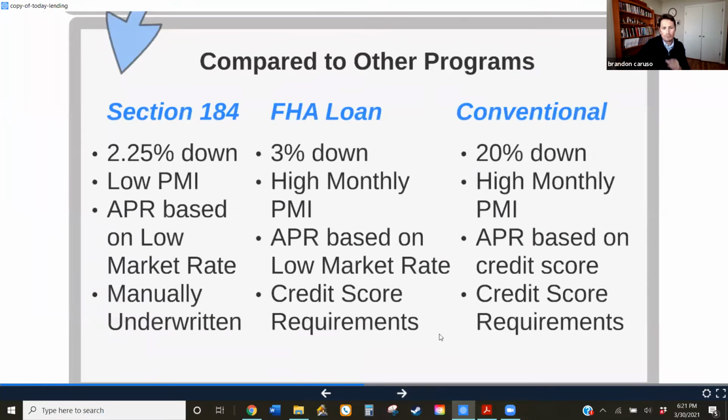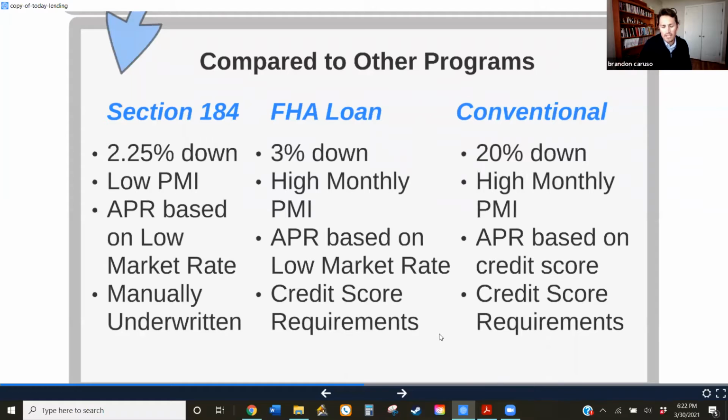Okay, so if you're qualified for the 184, what is the benefit? Why would you go through the 184? And I'll be honest and say it's not the best fit for everybody. There's a lot of programs out there, whether it's in government loans or not. However, I'm going to say 4 times out of 5, if you have a Native American borrower, 184 is going to be your cheapest route. So most of the time, 184 is going to be the way to go.